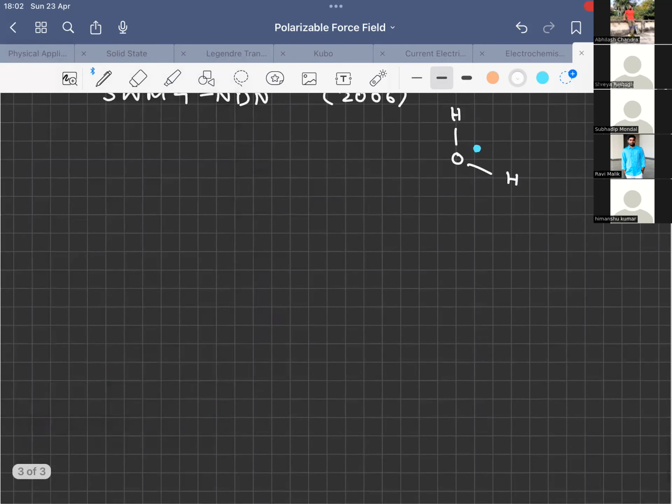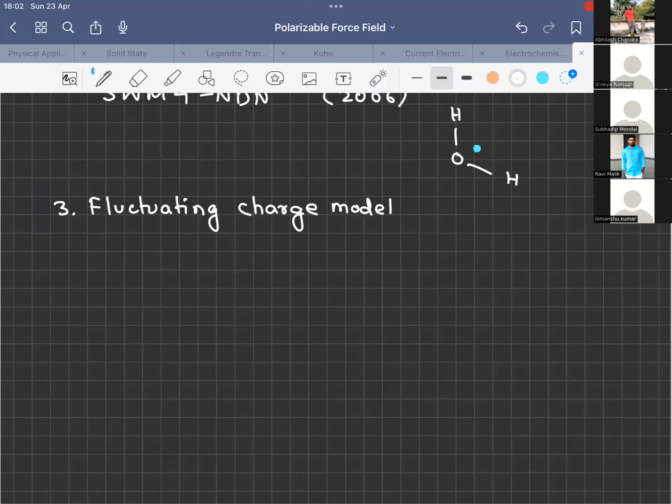Okay, so now the third one, the last one, the fluctuating charge model. This fluctuating charge model is something different. In this model, the polarizability is introduced in your standard potential energy function. As I said initially, we modify the electrostatic interaction. We modify this standard energy function by coupling the charge and the environment, using electronegativity equalization. So this scheme is also called the charge equalization scheme or fluctuating charge model.